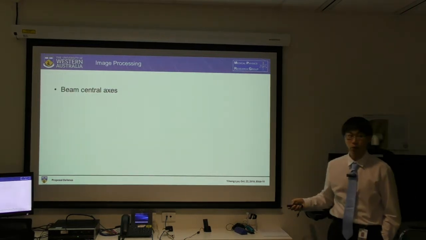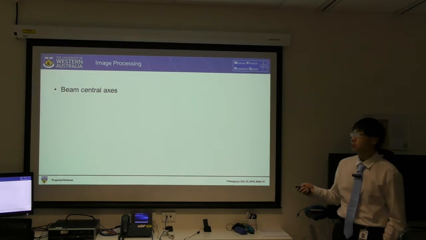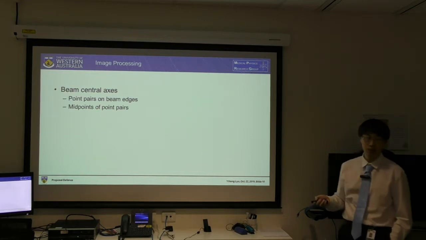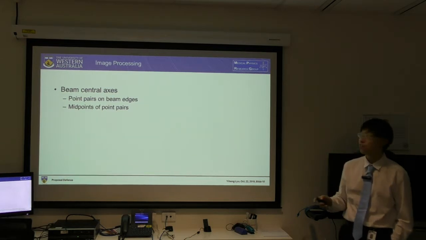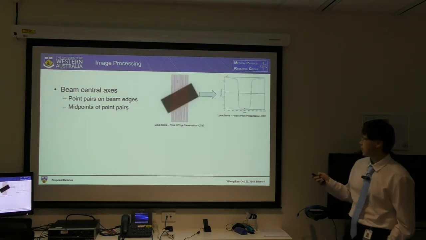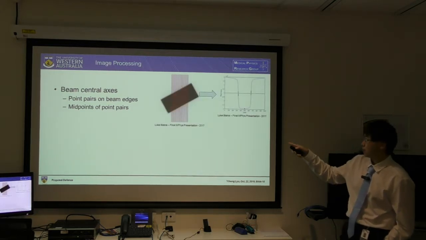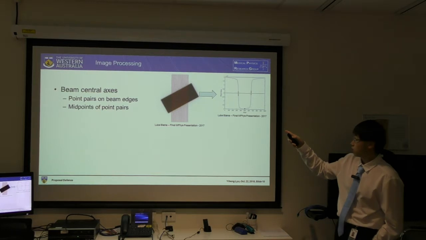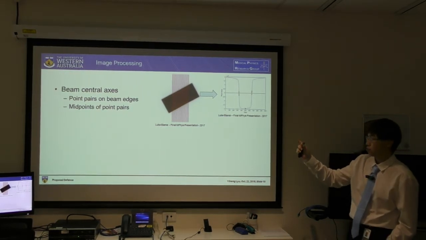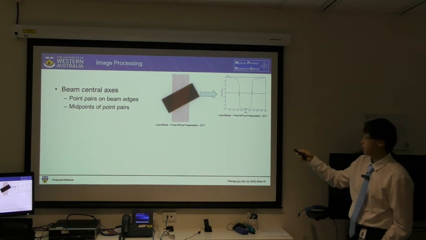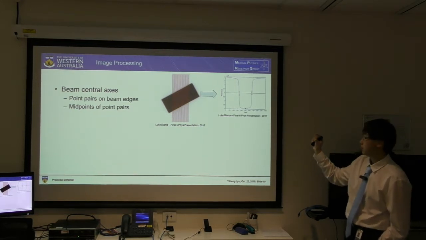After dealing with the noise, I'm going to find the beam central axis. This is fairly simple. First, find point pairs on beam edges, then find midpoints for each pair. On the left is an image. There are two green lines on the beam edges, and we took those as the pairs. And then the blue one in the center, we took that as the midpoints.